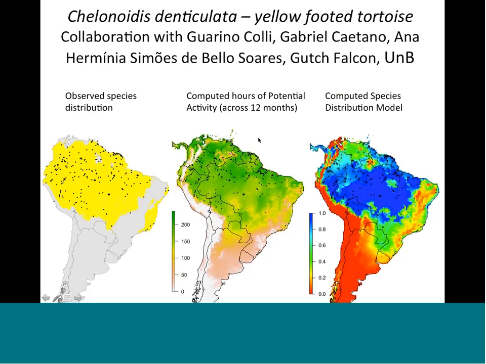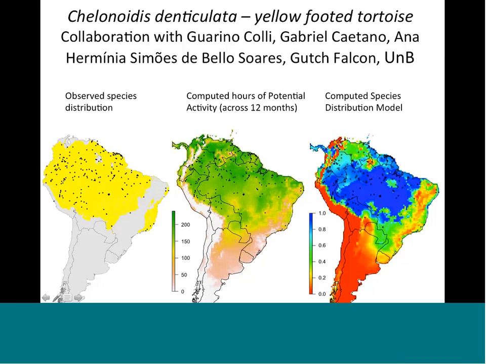There we go. Okay, so Chelonoidis denticulata, the yellow-footed tortoise. If you look at the observed species distribution in yellow on the left, you can compute the hours of potential activity across all of South America, and you can see the Andes shows up nicely. It's nice to know that there is no activity for the tortoises in the Andes. But you can also see that there is a very nice fit between the observed species distribution in terms of hours of activity, at least for the Amazonian part of the species range, and the observed species distribution.